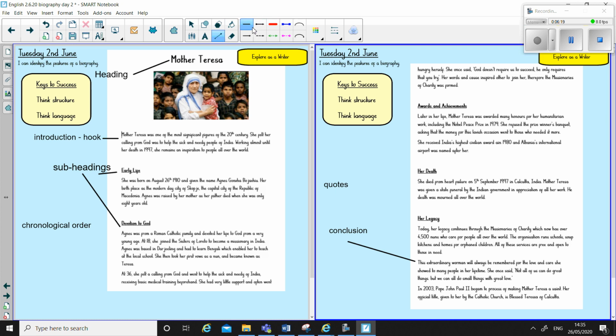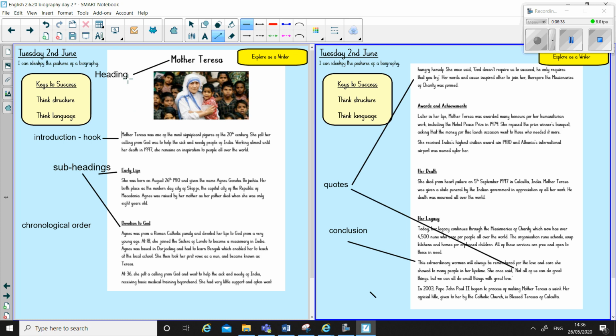Now, I wonder why we put those in a biography. I think it really is to give a sense of the person, isn't it? If we hear her voice, her thoughts and ideas, it gives us a bit more of a sense of the person. So those are all the structural features of a biography.